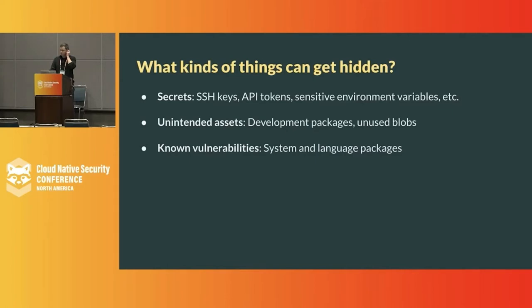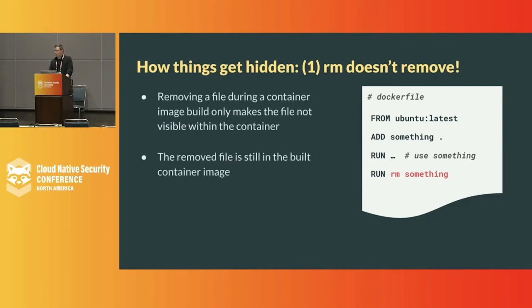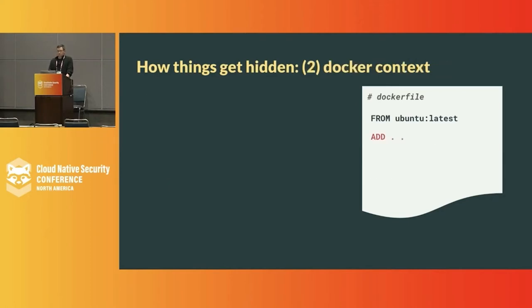So what are the common ways that this stuff gets hidden? These are the top three ways you'll find most of the time. Folks in their Dockerfiles go off and remove something with a remove command, but it doesn't actually remove anything. It's just adding a whiteout file. And so if you were to push that image, you still have the payload that's being pushed up to your registry. So not good.